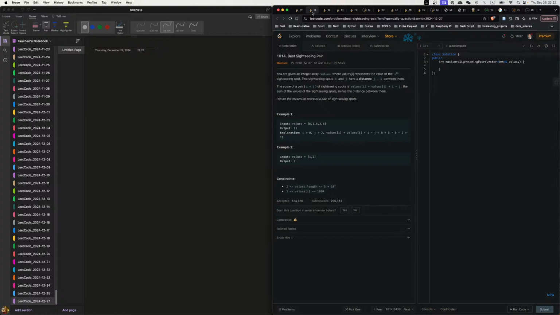Best sightseeing pair. Integer array values, where values[i] represents the value of the ith sightseeing spot. Two sightseeing spots i and j have a distance j minus i between them. The score of a pair of sightseeing spots is values[i] plus values[j] minus the distance, or you can say minus j minus i. So the score minus the distance between them. Return the maximum score of a pair of sightseeing spots.